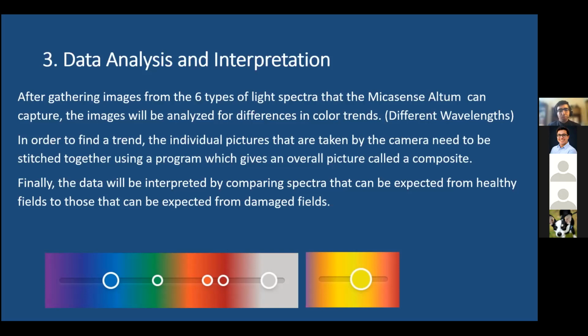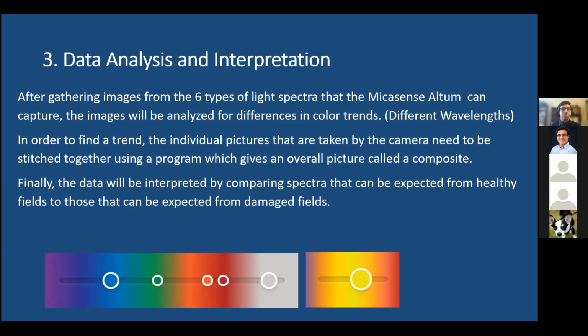And finally, the data will be interpreted by comparing the spectra with, let's say, a healthy field that maybe does not have any root knot nematode. Well, let's say you look at the healthy field and then you look at the field next to it that has the root knot nematode, then you're going to notice there's damage here, there's damage here, there's damage here. And these will be seen with the different color trends.